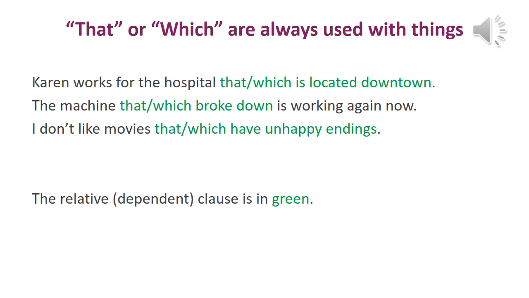That or which are always used with things. For example, Karen works for the hospital that is located downtown. The machine, which broke down, is working again now. I don't like movies that have unhappy endings. The relative or dependent clause, again, is in green.